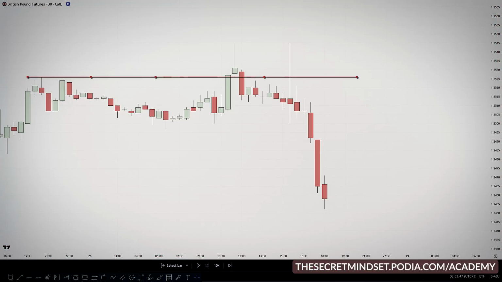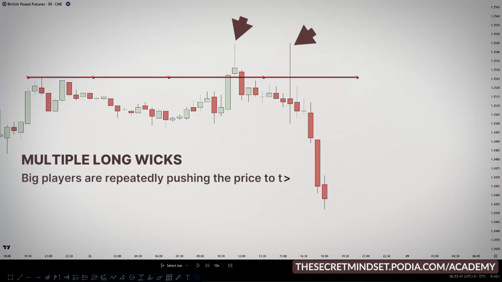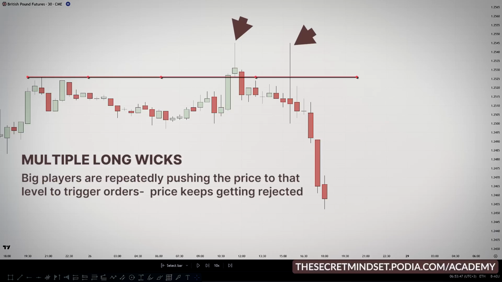If you see multiple long wicks forming at the same level, it's a strong sign. The big players are repeatedly pushing the price to that level to trigger orders, but the price keeps getting rejected. This is a sign that the market is about to move in the opposite direction. If you see this setup, it's a good opportunity to enter a trade against the direction of the wicks.